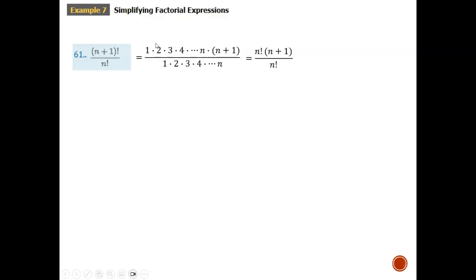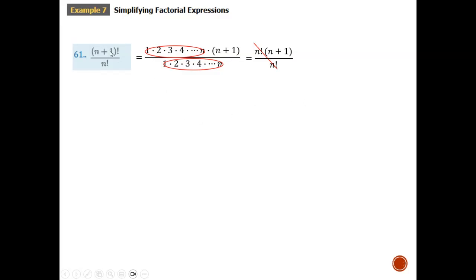So this n plus 1 factorial includes just n factorial. This part right here is n factorial times an n plus 1. On the bottom, again, it was just n factorial, which I expanded. So we can write it like this. This first part is that n factorial. This bottom part is also n factorial. So what do you notice? They cancel, or are the same. And what's left is this n plus 1. So that's one way to simplify these.